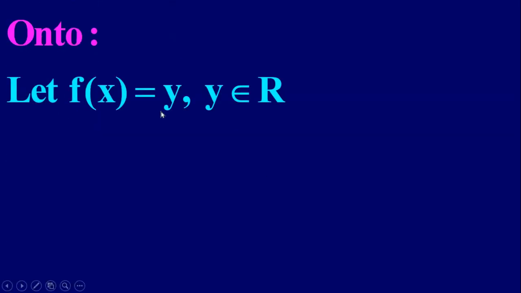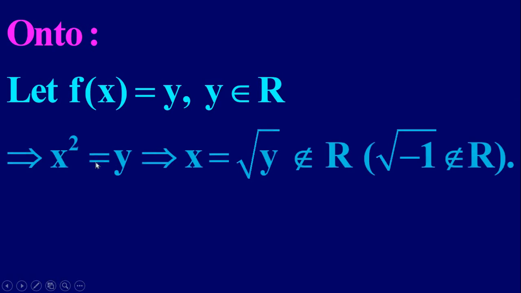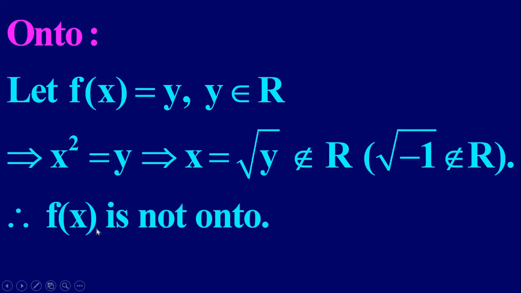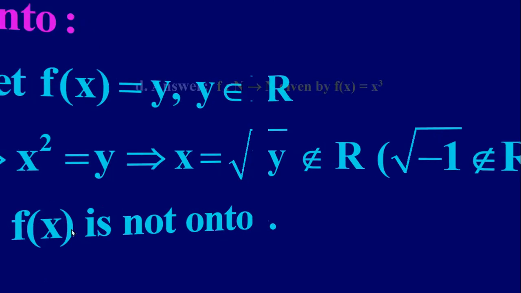Next we verify whether it is onto. So here f of x equal to y. Since f of x equal to x square, we can write x square equal to y. This implies x equal to root y. Again, root y does not belong to R. If y is any negative number, then root of a negative number does not belong to R. Suppose if we consider y equal to minus 1, root of minus 1 does not belong to R. So therefore, this function is not onto function.